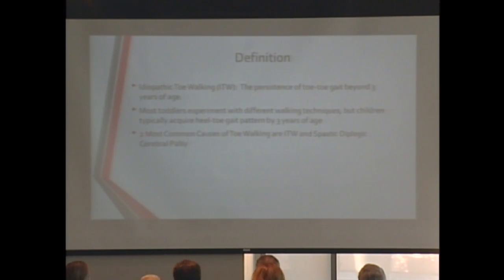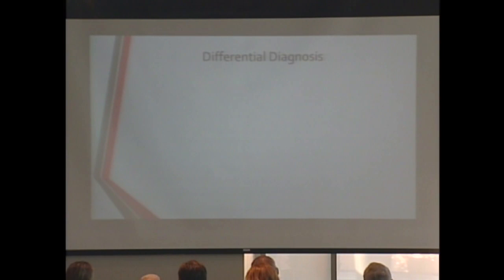The two most common causes of toe walking are idiopathic and spastic diplegic cerebral palsy. And as you can imagine, the outcomes and treatment can be significantly different. So as I mentioned before, idiopathic and CP are your two primary causes of toe walking.